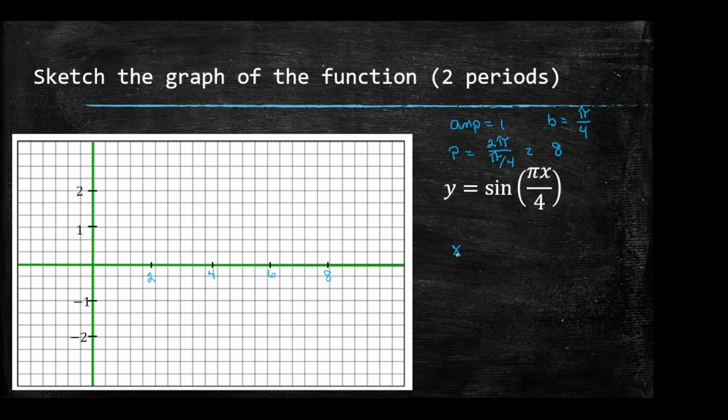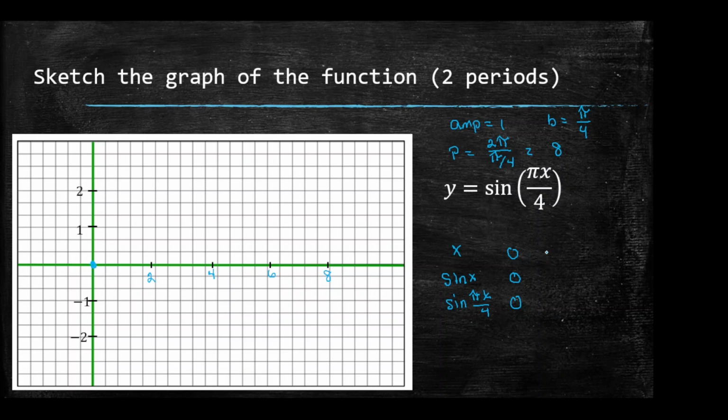So x and then sine of pi x over 4. All right, so I started off at 0. Sine x would normally be 0. And so all of this is going to be 0, right? When I put a 0 into this, it doesn't matter what I multiply it by, it's still 0. So my starting point for this one is 0. So I have no phase shift on this at all.